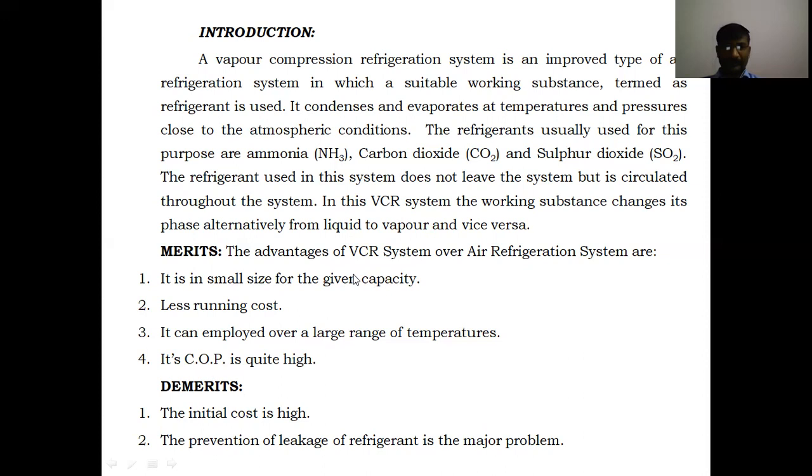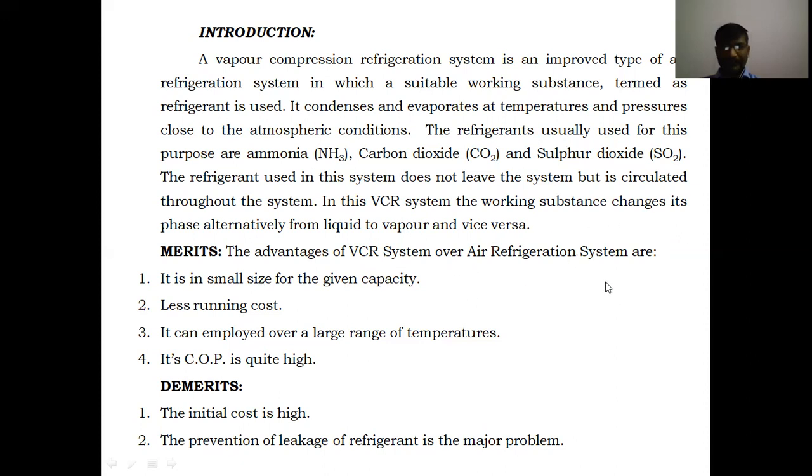Okay, these are the very high cost when compared to the air refrigeration system, because the air refrigeration system has a built-in compressor in the aircraft. We need not purchase a separate air compressor. The VCR system's initial cost is high. The prevention of leakage of refrigerant is the major problem, because we are using harmful refrigerants in the VCR system.